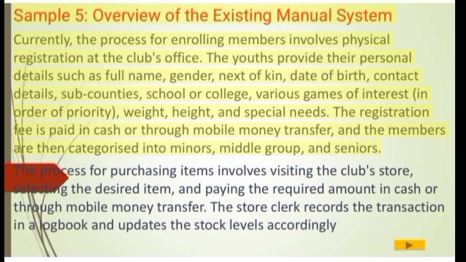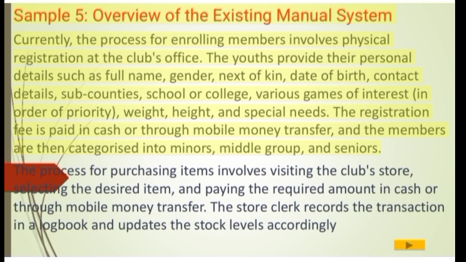Sample 5. Overview of the existing manual system. Currently, the process for enrolling members involves physical registration at the club's office. The youths provide their personal details such as full name, gender, next of kin, date of birth, contact details, sub-counties, school or college, various games of interest in order of priority, weight, height, and special needs.